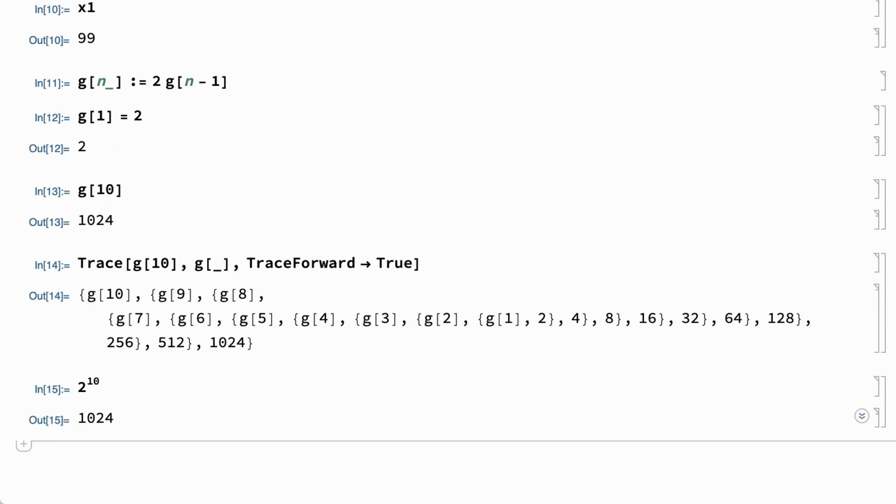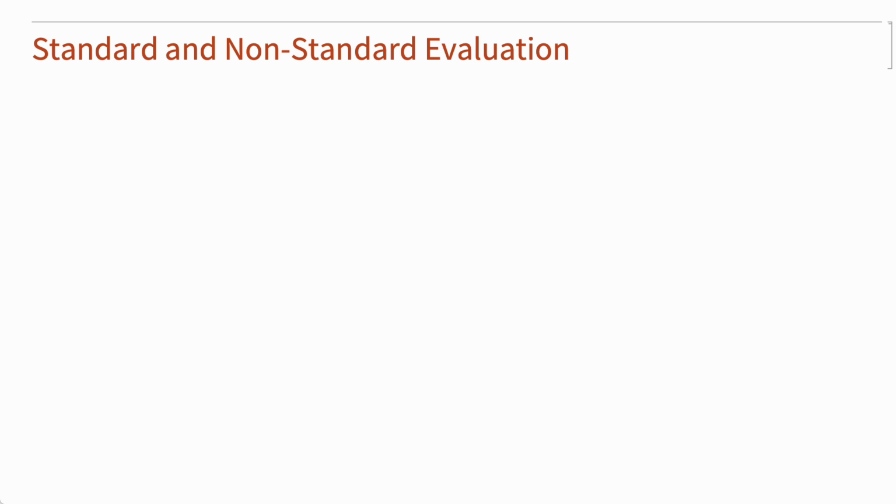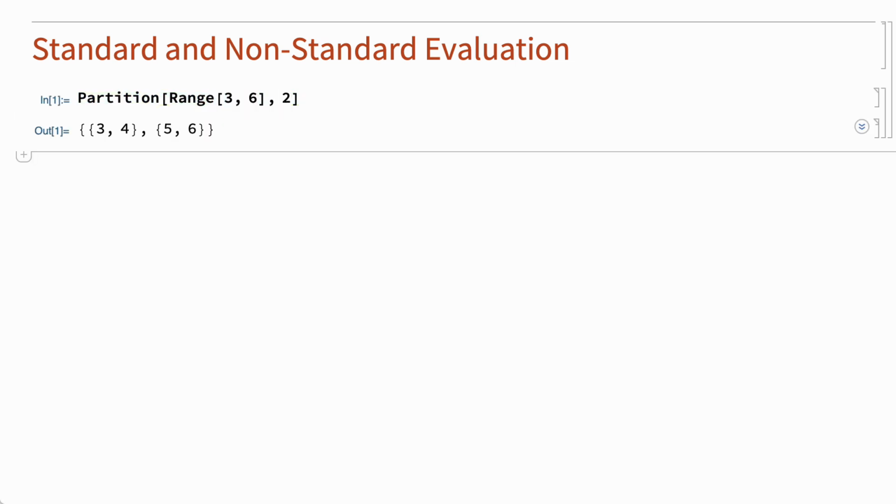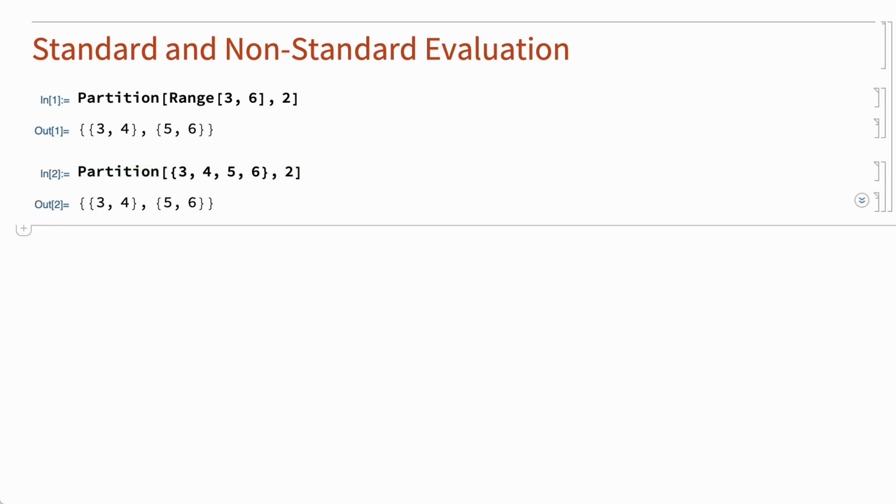When evaluating an expression that has elements, the standard order of evaluation is to evaluate the elements before looking for rules that apply to the enclosing expression. For example, in evaluating this input, Range[3, 6] evaluates to the list {3, 4, 5, 6}, and the enclosing Partition function is then applied to partition that list into sublists with 2 elements each. The result is the same as applying Partition to the list {3, 4, 5, 6}.